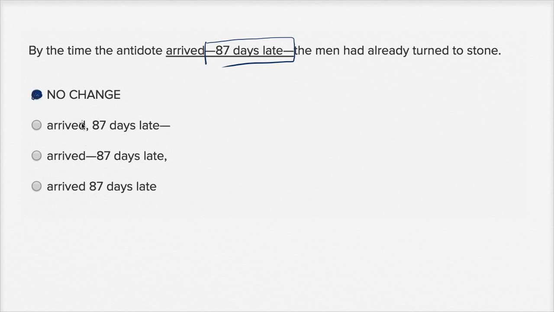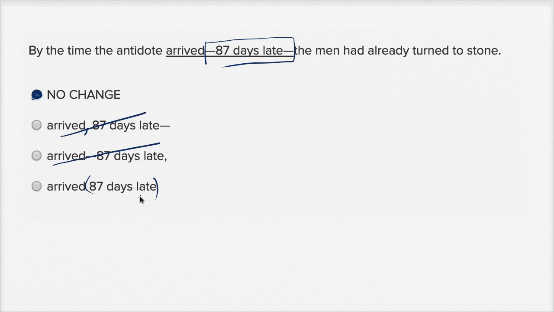Now these other choices, you wouldn't want to start with a comma and end with a dash, and you wouldn't want to start with a dash and end with a comma. And you need something to separate it off. You wouldn't say by the time the antidote arrived 87 days late, the men had already turned to stone. This right here is a parenthetical. You could put parentheses around it, but I actually like putting dashes here because it's very important context.